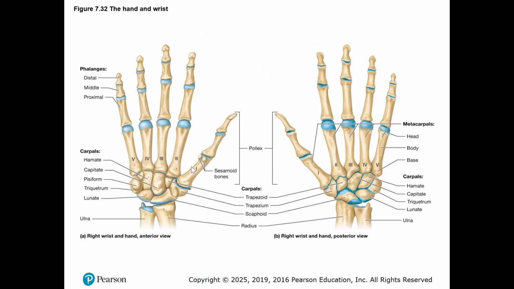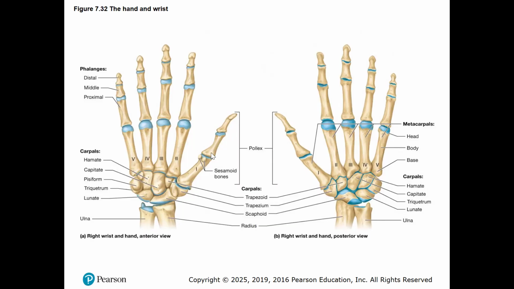And notice how they are numbered. In anatomic position, the thumb is always digit number 1. The thumb is also known as your pollex, where your big toe is known as your hallux. So your pollex is always digit number 1, and it has its own name because of its own unique feature.